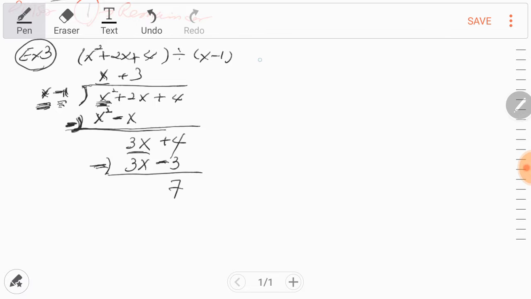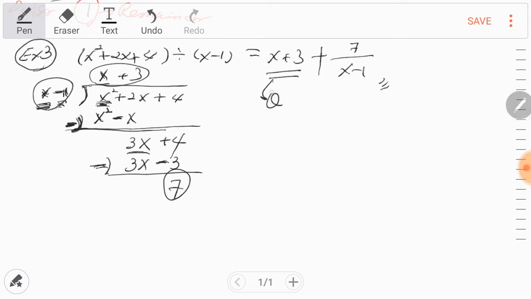So we have a quotient. This is equal to the quotient, x plus 3, plus the remainder is 7, and x minus 1 is the divisor. So plus 7 over the divisor, x minus 1. So that is the division. That's the result. So this is the what? Quotient, right? This is the quotient. This is the remainder. And this is the divisor.